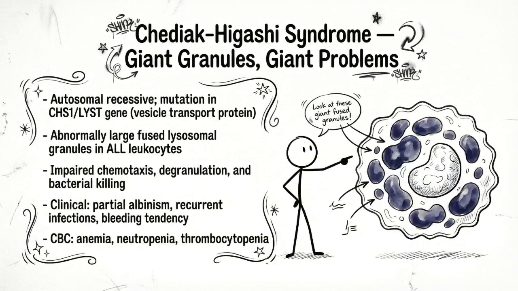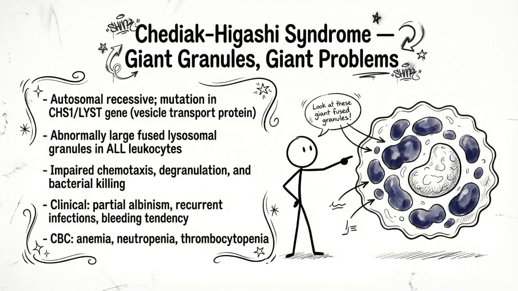Chediak-Higashi syndrome is rare. Only about 500 cases had been reported worldwide as of 2008, but it is visually striking and clinically devastating. The mutation is in the CHS1/LYST gene, which encodes a protein involved in vesicle transport. The result is abnormal lysosome development. Granules fuse together within lysosomes, creating giant, abnormal granules that are visible in all leukocytes: neutrophils, monocytes, and lymphocytes. On the smear, you'll see large, dark, fused granules in the cytoplasm of all white cell types.